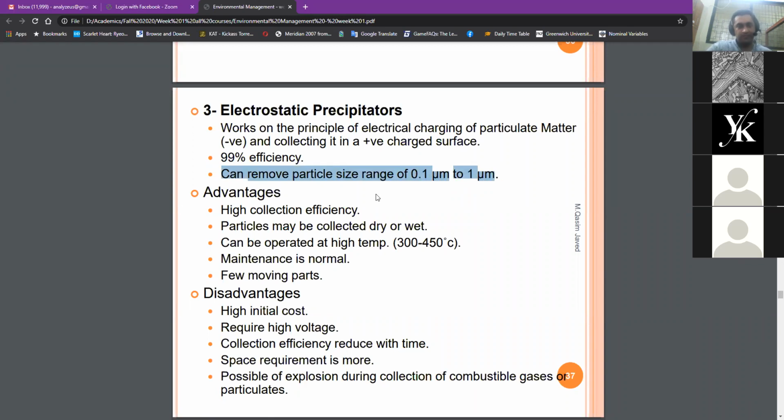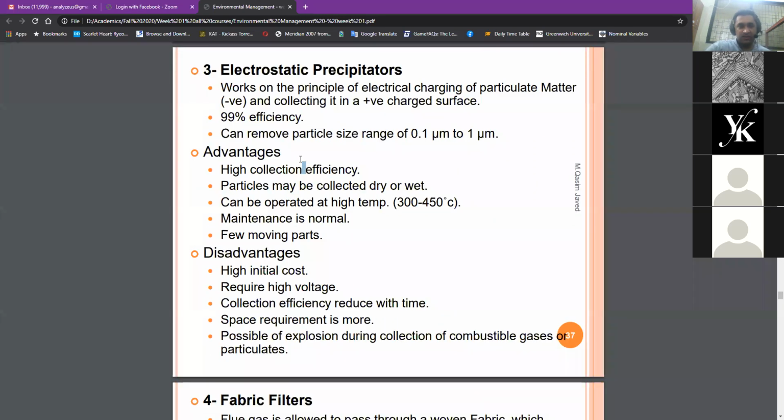The advantage here is it has a very high collection efficiency. Obviously, when it can target up to 0.1 micron, it is highly effective in collecting particles. Particles may be collected wet or dry. This is an extreme point under its belt. It can be operated at high temperatures, 300 to 450 Celsius. That is also amazing because this is the temperature in which our oven works.